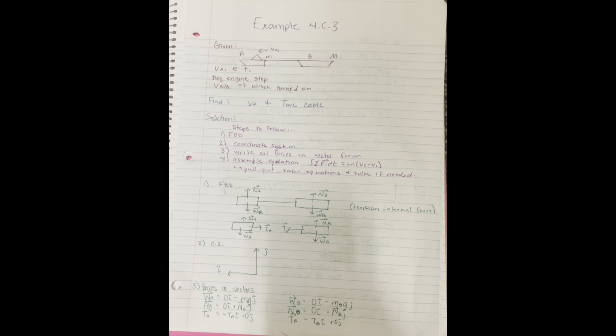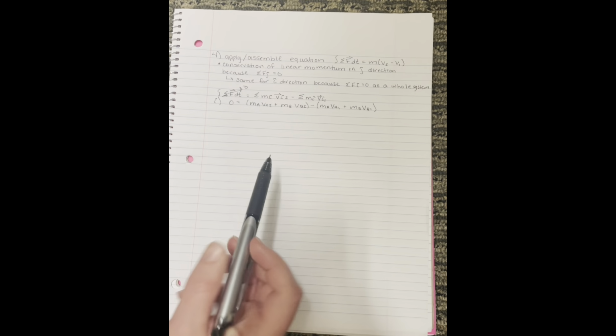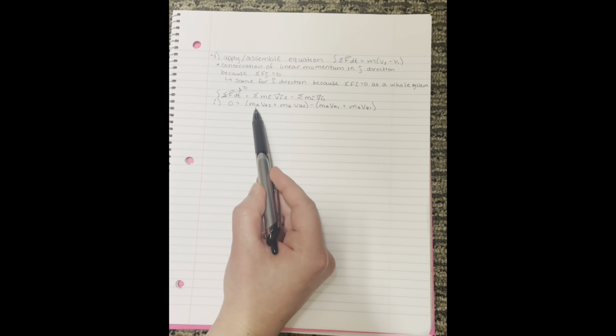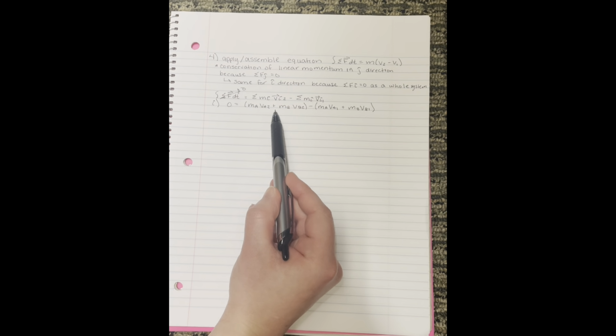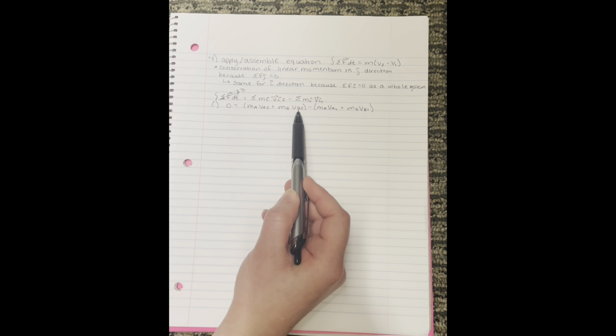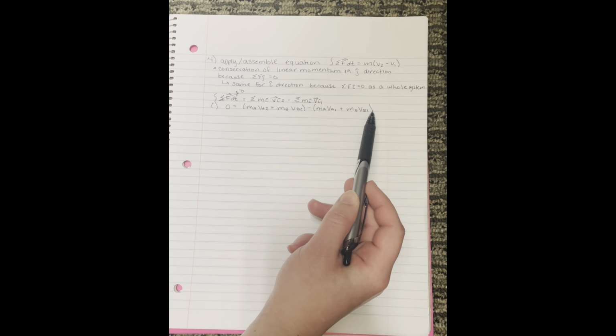Now we will move on to step 4, which is to apply and assemble the equation we were given in class. By looking at the free body diagrams, we can see that there is conservation of linear momentum in both the J and I direction because the sum of the forces equals 0 for the whole entire system. Therefore, this part of the equation will cancel out to 0 and you're left with this. And rewriting that, it gets you mass A times the second velocity plus mass B times the second velocity of B minus the same thing, but for the first velocities of each.